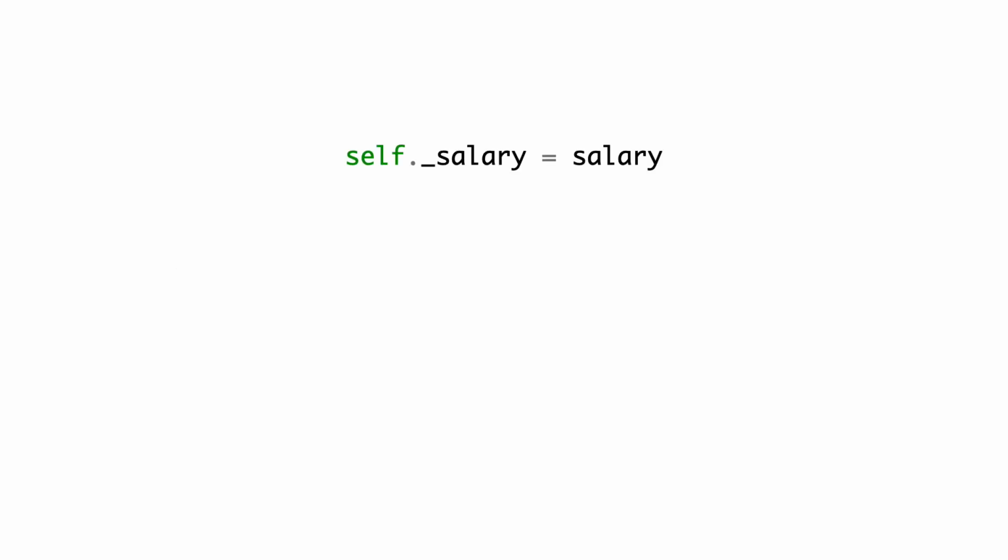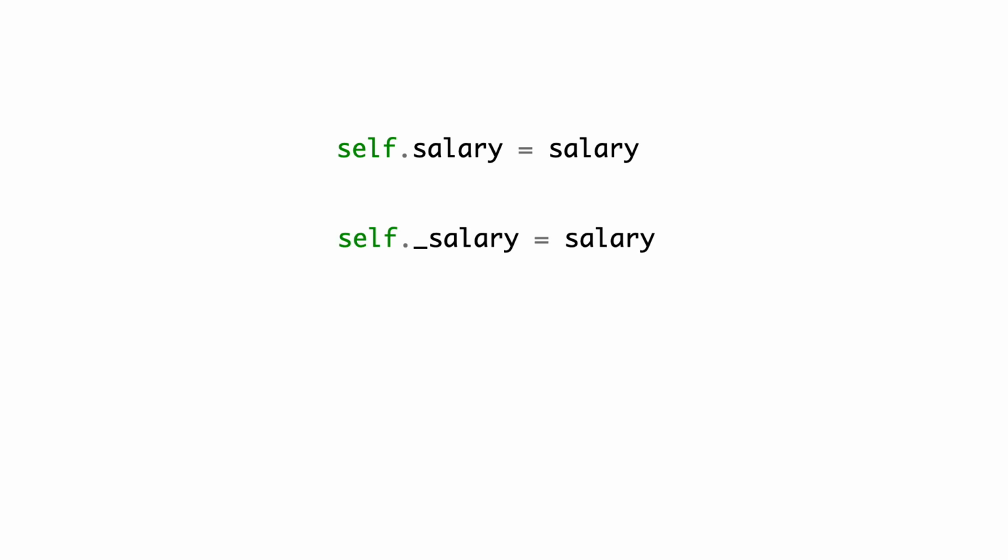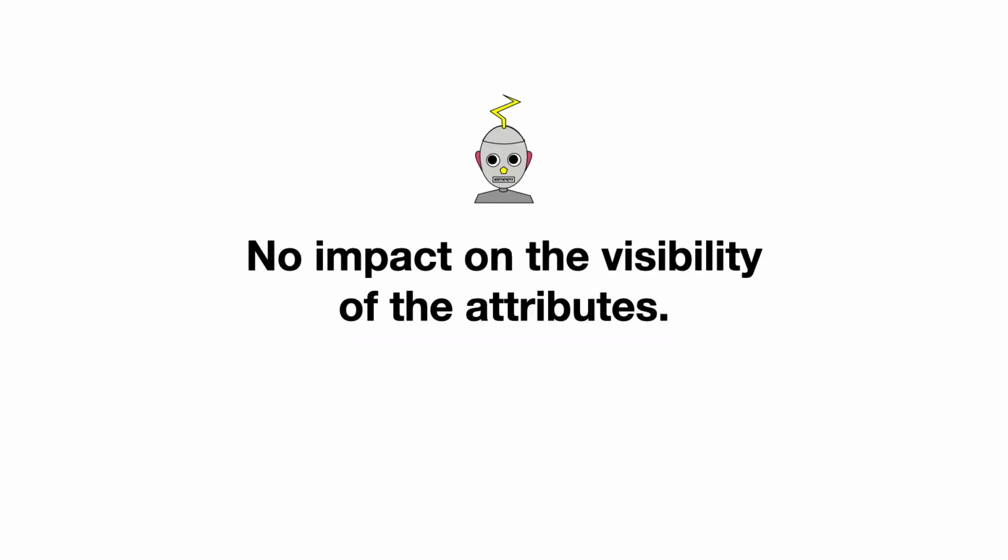So what about a single underscore? Well, it doesn't change the visibility either. But at least users of the class get a visual clue that this attribute is not meant to be used from outside of the class. What is important for you to know is this. You can use no prefix, a single underscore prefix, or prefix the attribute with double underscores. But whatever you do will have no impact on the visibility of the attributes.